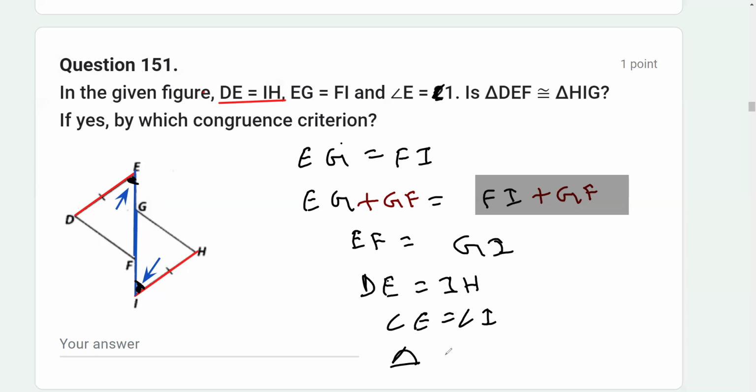So if I write down the triangle DEF is congruent to triangle HIG. And the congruence condition, as you know, is that the angle is sandwiched between the two sides, or it is the included angle here. So it's congruent by side angle side.